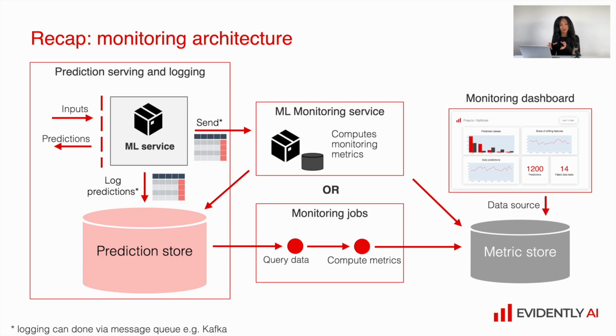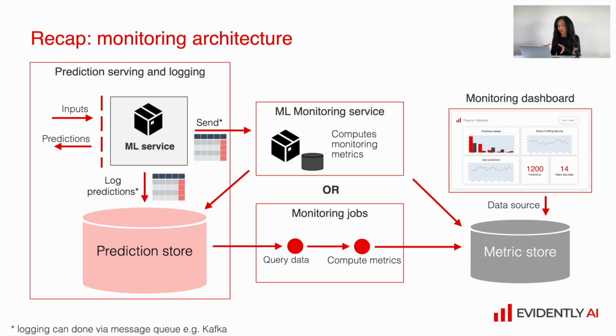Then there are different ways of building our monitoring backend. We can either send that data to a machine learning monitoring service, which will compute some metrics for us and then store those metrics in a metric store, or we can run batch jobs on top of this prediction store so that we can schedule some checks or metric calculations, and we need to log all those results to the metric store. And of course, we can have both: some real-time metrics related to data quality or data stability, and some monitoring jobs related to model quality, scheduled after we get some labeled data.